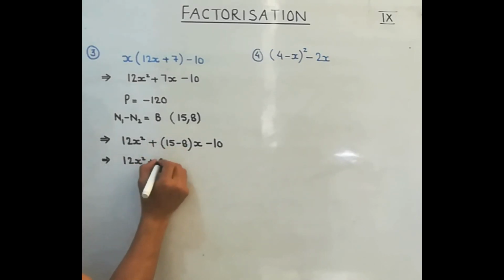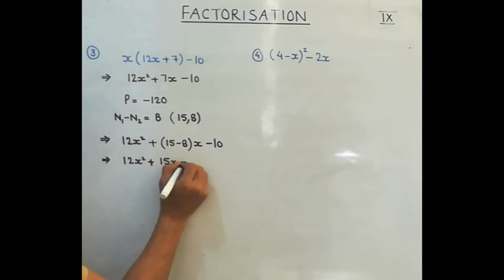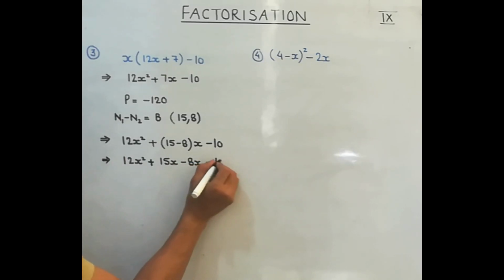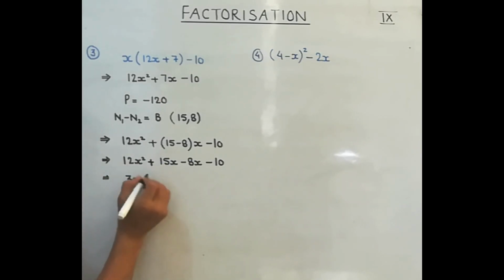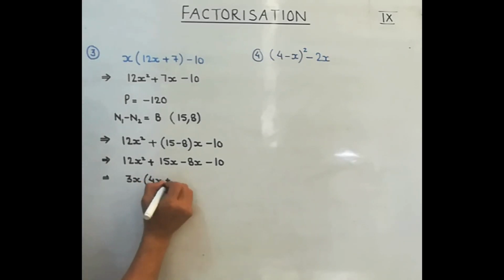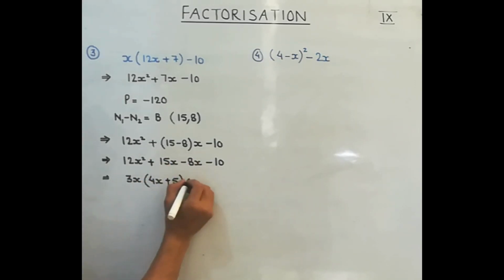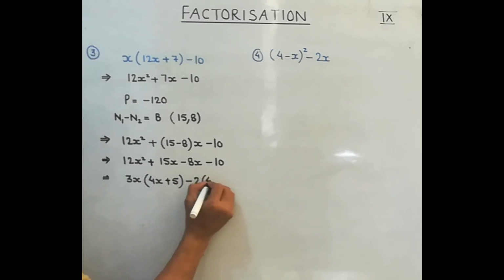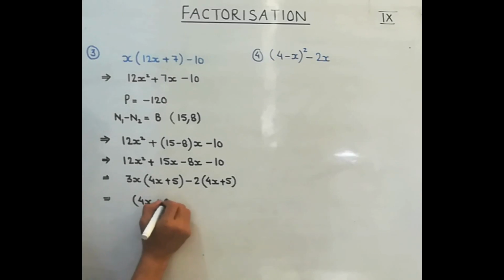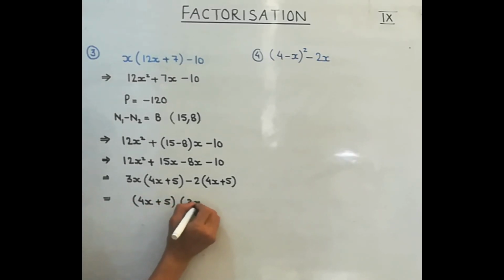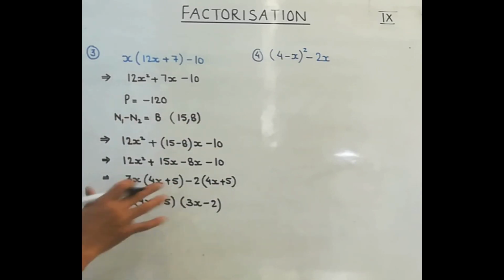When we open the bracket, we are getting 15x squared minus 8x minus 10. Now from here, what can be taken common? Here you can see, you can take 3 common. So 3x, and you will be left with 4x plus 5. Now in this you can take 2 common. So take 2 common, and you will be left with 4x plus 5. Now from these two you can take 4x plus 5 common. So you will be left with 3x minus 2. So this will be the factorization. Hope this is clear to you.